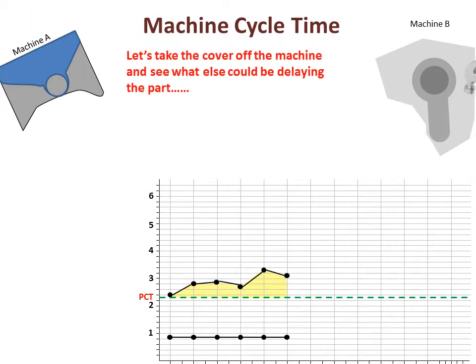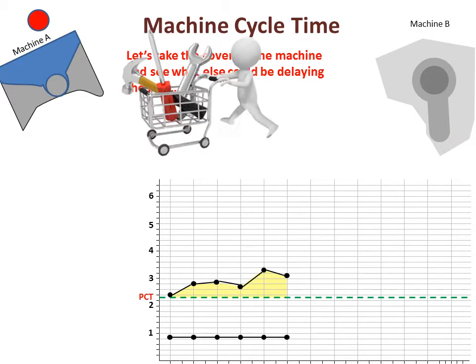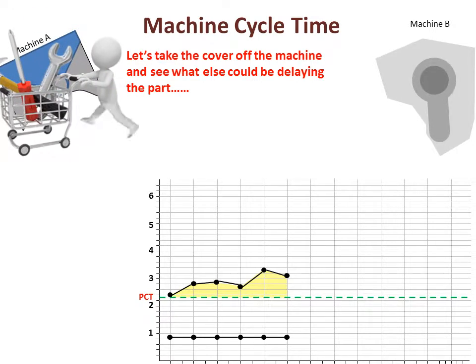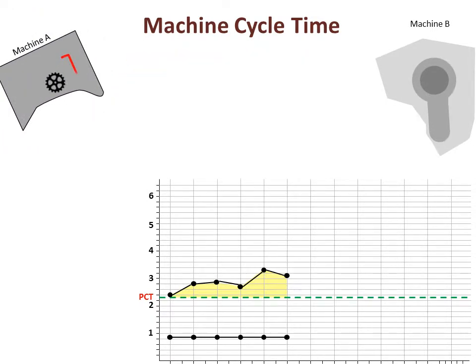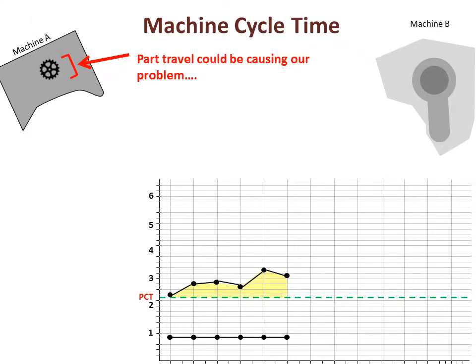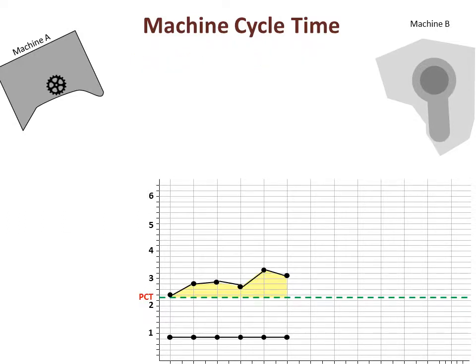Let's take the cover off of the machine and see what could be affecting how fast the parts exit the machine. We see that the part has to travel from where the machine processes it to the exit point. This takes a certain amount of time. Most machining operations have some amount of time needed for part travel. Variation in that time could be causing our problem. While we're watching the operation, we also notice that there is a periodic delay between when the machine cycle ends and when the part travel begins. We'll need to keep an eye on that delay as well.